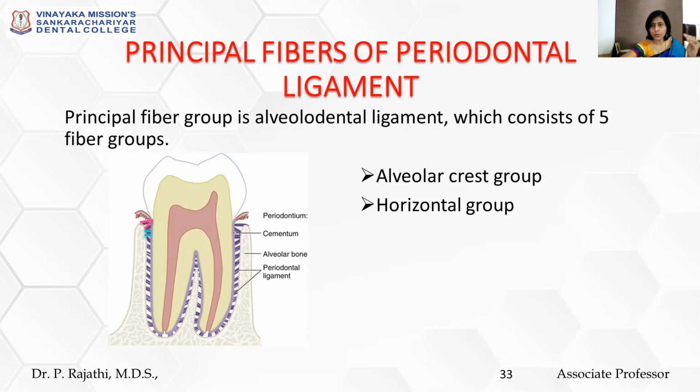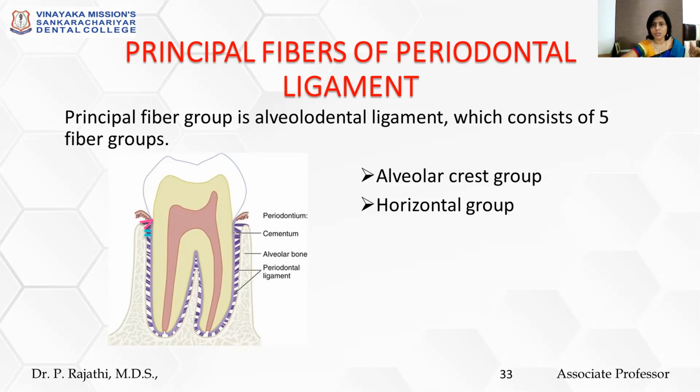I've already said that when you move towards the root tip, you call that apical. So it originates from the cementum apical to the alveolar crest group. It moves in a horizontal direction, parallel to the occlusal plane, at right angles to the long axis of the tooth, and gets inserted into the alveolar process, that is, the Sharpey's fibers of the alveolar bone. That is where it gets inserted.